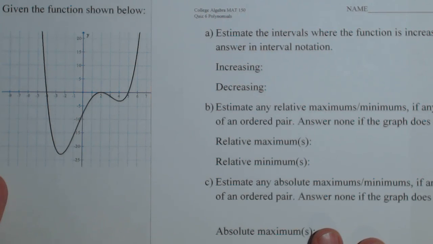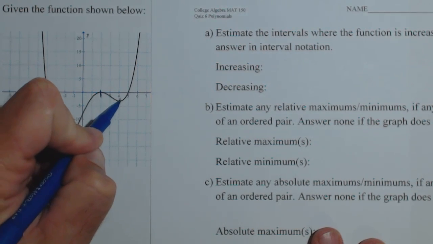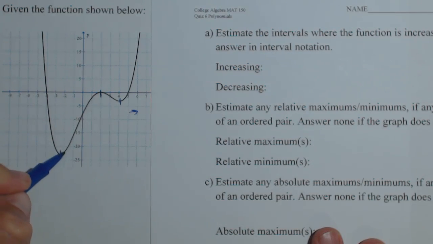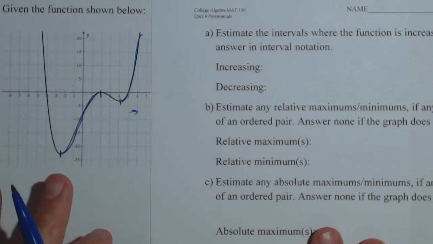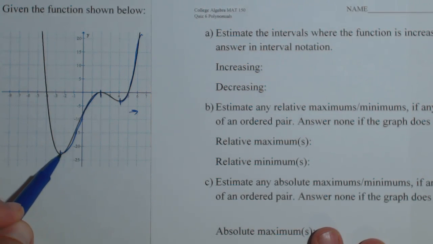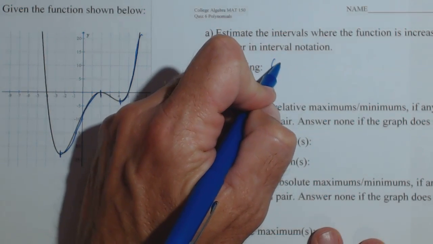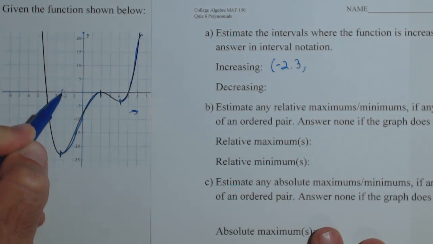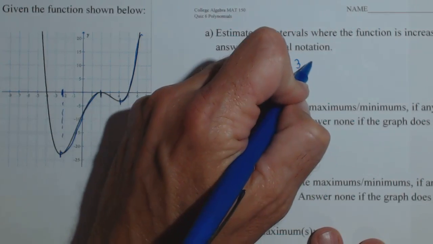Okay, so first off, intervals where it's increasing. That means left to right, it's going upwards. So it goes up from here to here, and then from here on to positive infinity. So we've got an increasing interval here and here. Now when we put these intervals in, we only use the x values and what we're estimating. So we might say, looks like about negative 2.3, because that's roughly our x value there, up to 2.